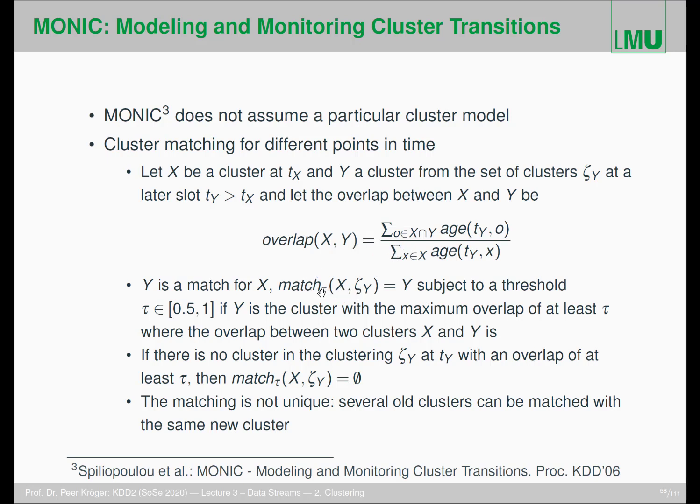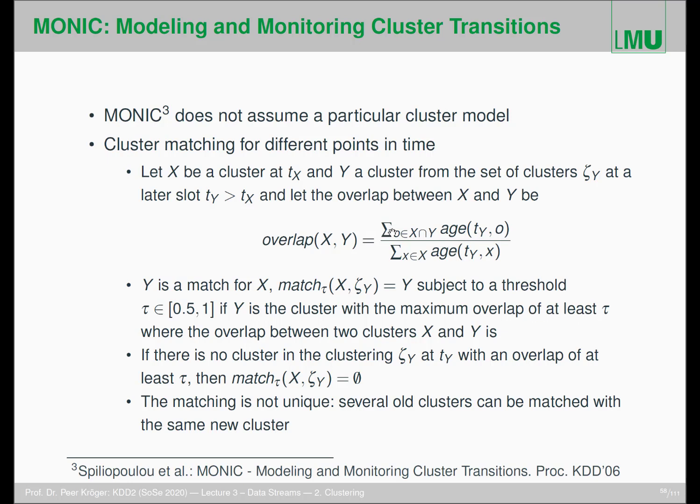we denote this by match(X), then the set of clusters at time point Y is Y. This particular cluster Y here is a match of X, denoted by this one here, subject to a threshold, obviously, which should be between 0.5 and 1. Now this is the important part: Y is a match of X if Y is the cluster with the maximum overlap computed here, but the overlap must be at least tau.